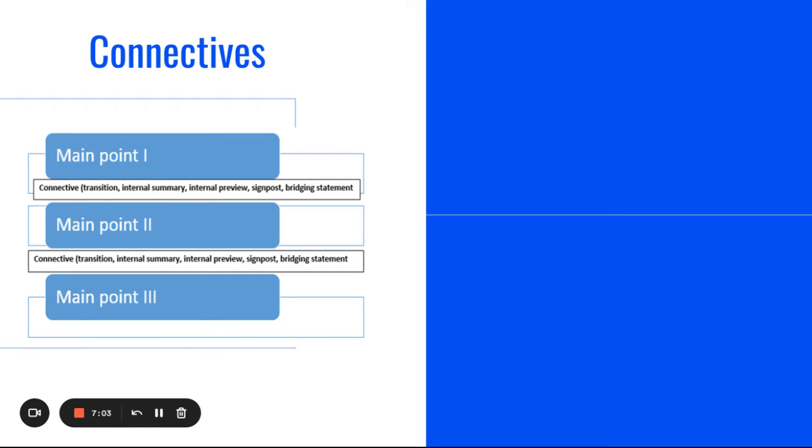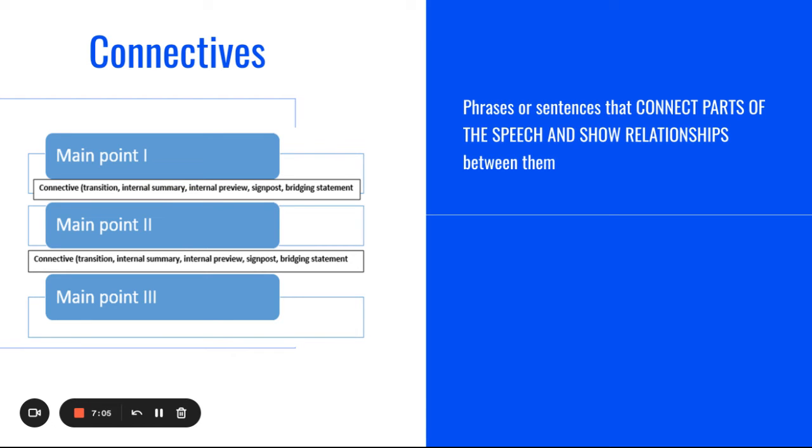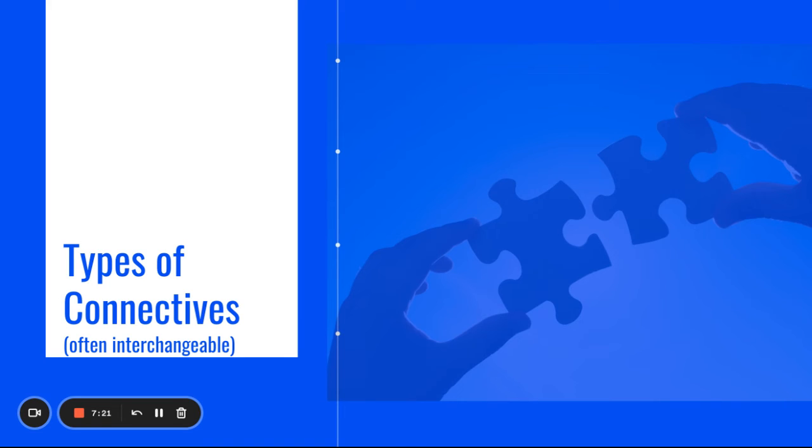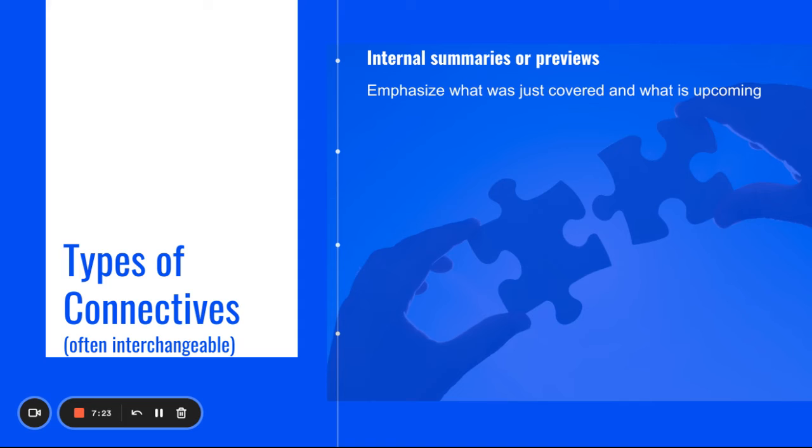It gives a lot more impact to your speech when your audience can clearly tell where you're going and where you've been. So, for instance, there are phrases or sentences that connect parts of the speech and show relationships between them. They perform a number of functions. They remind your audience where you've been. They forecast where you're going. They explain the logical progression of your presentation, and they keep your audience's attention. Types of connectives are also often interchangeable.